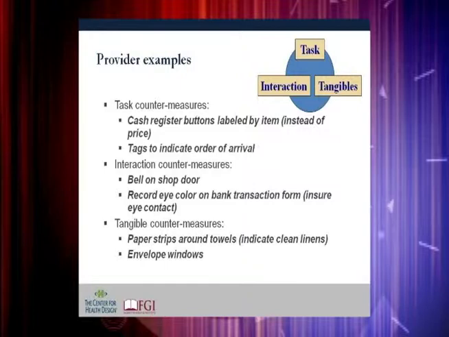Interaction countermeasures, like a bell on the shop door, so when you walk in, they say, oh, someone's here, and they come serve you. The most interesting one I've heard in a while is that there was a bank that wanted to have more personal service. And they were concerned that the tellers would sit there and do their work and not look up. And so they added a field to the transaction, which was customer eye color. So that you had to look up, look at the eye color, record it as part of the process, so that you would get looked in the eye at least once.